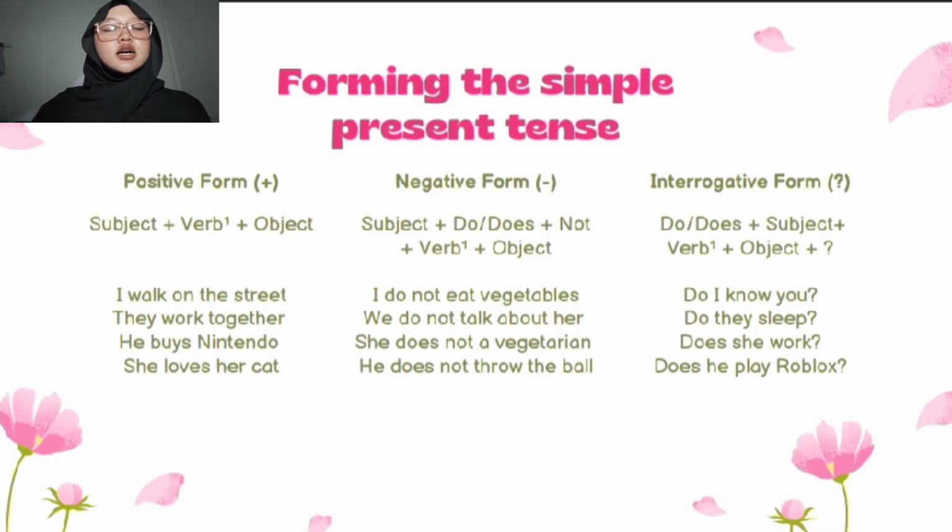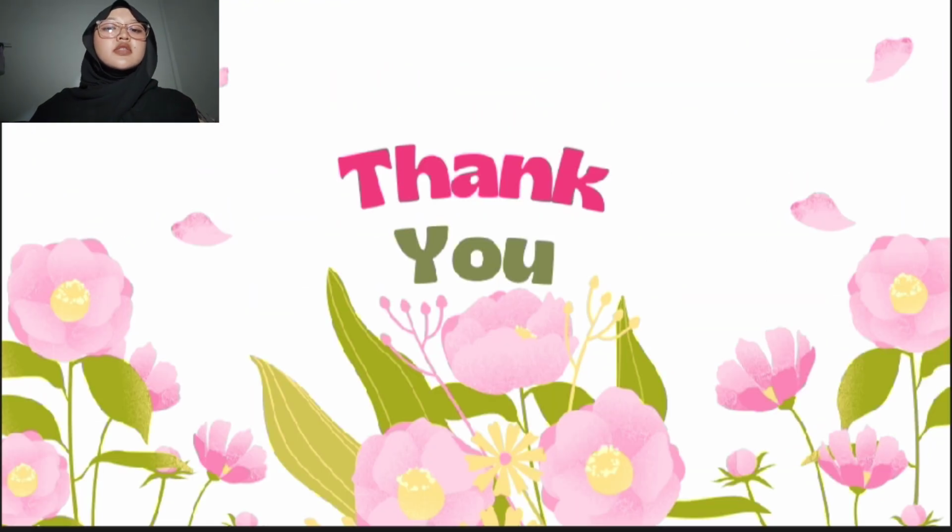Okay, it's a little bit the same as the negative form, but the difference is just do or does first, followed by the subject. But negative is subject, do or does, and not, because it's negative. Okay? So in the interrogative form, it also depends on the subject. If the subject is plural, we use do. But if the subject is singular, we use does. Okay, class? Is it easy to understand?